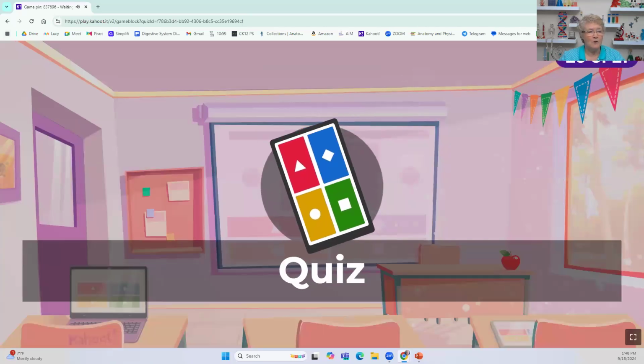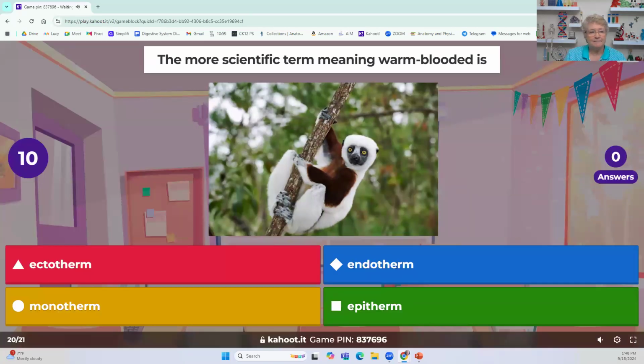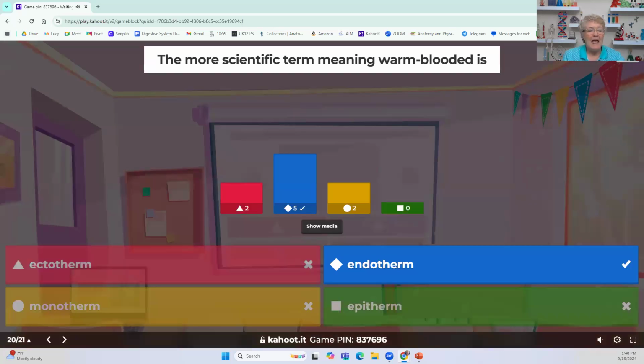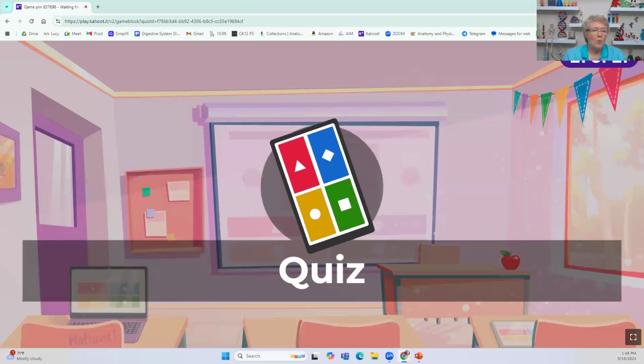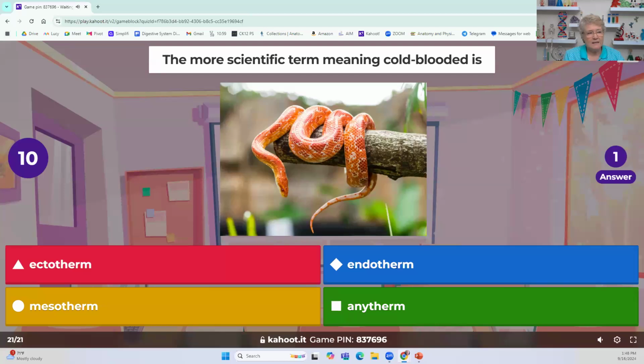Here we go. 2 more questions. The more scientific term meaning warm-blooded. We don't really use the term warm-blooded. We use the term endotherm. Endo means in, so they get their heat from inside their body. Endotherm is the term we use instead of warm-blooded. And now, what is the term that means cold-blooded? This is the more scientific term.